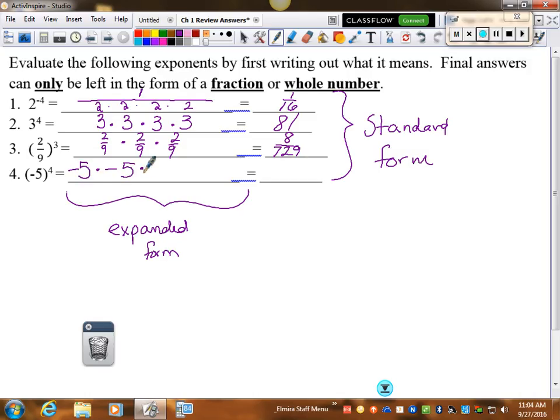Okay, -5 to the 4th power. It's the base that's negative, not the exponent. We're not making a fraction. If you type this into the calculator, remember to put parentheses, because without parentheses, it is a totally different answer. The number would be the same, but the sign would be wrong. So this comes out positive because 2 negatives make a positive and 2 negatives make a positive.